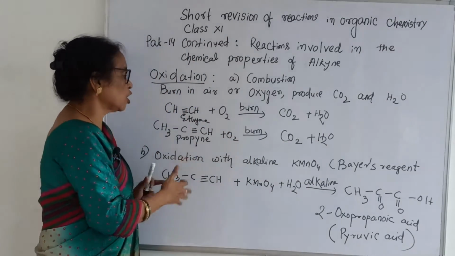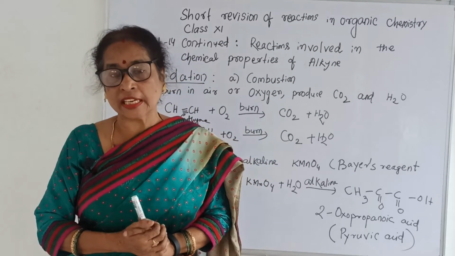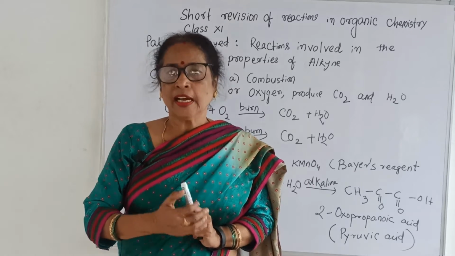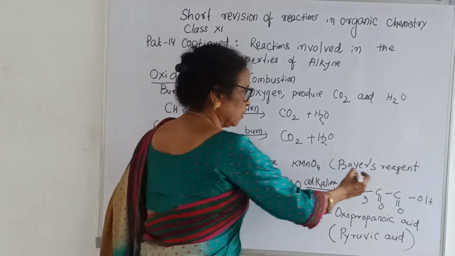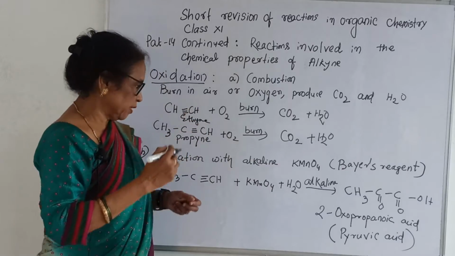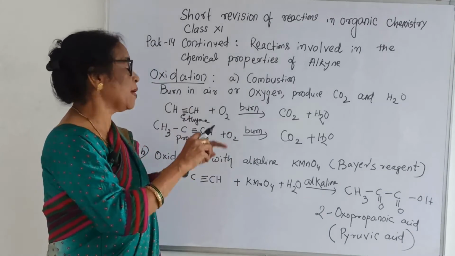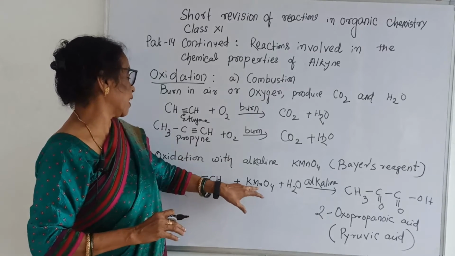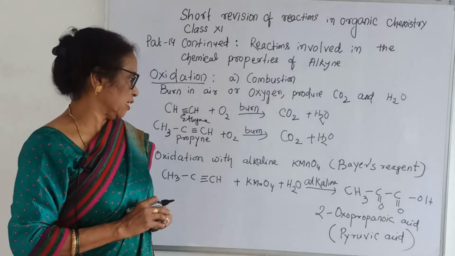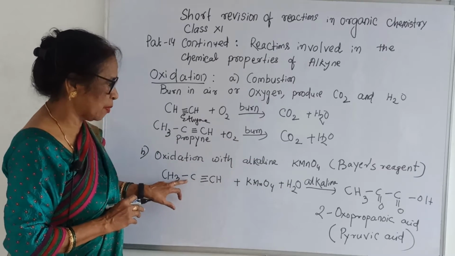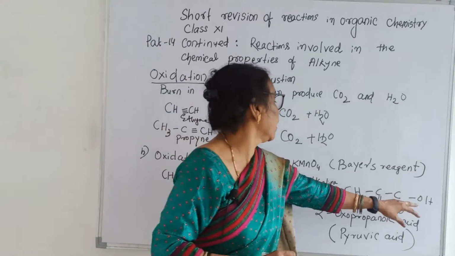Then the second part, oxidation with alkaline KMnO4, where you are supplying oxygen in atomic form. Alkaline KMnO4 is called Bayer's reagent. What is that called? Bayer's reagent. When you take Bayer's reagent, it will supply oxygen. So you write KMnO4 plus water in the presence of alkali, that is called Bayer's reagent, and here it gives, now this carbon becomes double bond, here also double bond, and this side OH.